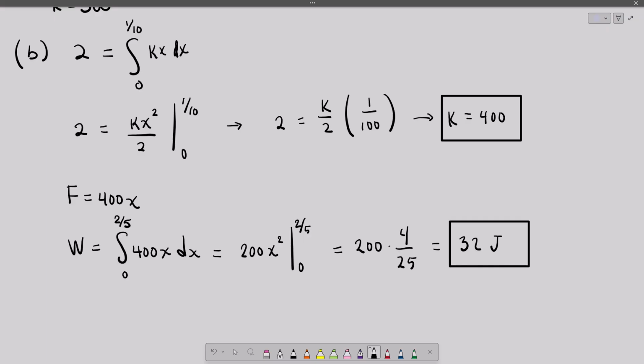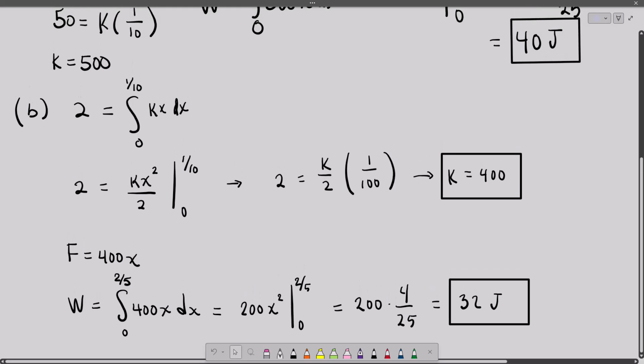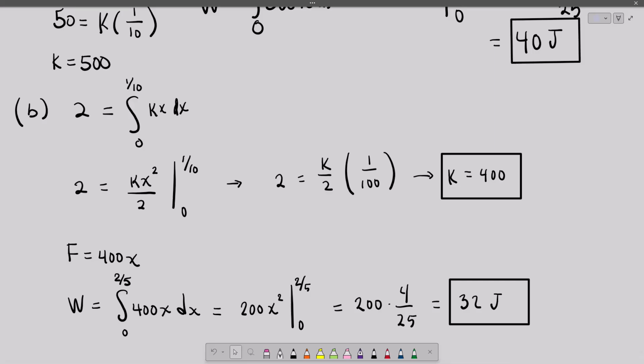That's how much work it will take to stretch it to 0.4 or 2/5 of a meter. And does it make sense that it's fewer joules than the other one? The spring constant of the other one was bigger, so it takes more work to compress it or stretch it. This one has a slightly smaller k value, so it's going to take fewer joules to compress or stretch.